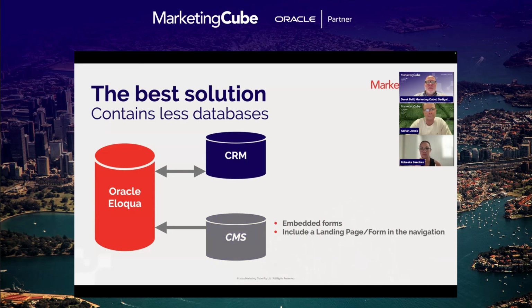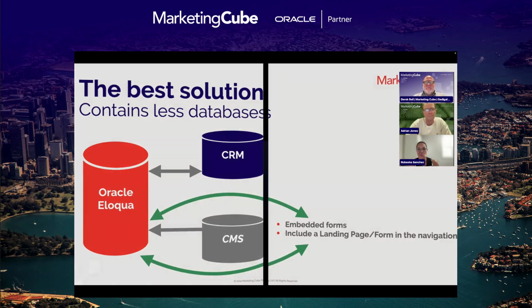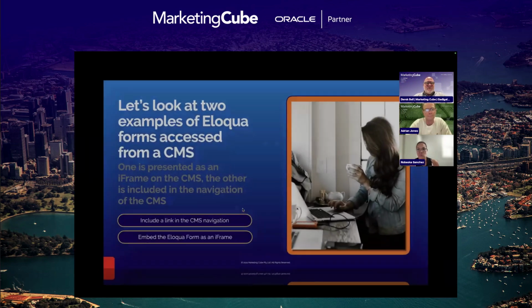And that's why I've grayed that one out, the CMS, because in those examples of embedded forms and also using them in your form navigation, the data really goes from the form directly into Eloqua. It's not really going through the CMS. It's just sitting on top of the CMS, so to speak, but it's not actually going into the CMS. It's going directly into Eloqua, hence the pretty arrows. Okay, let me show you what I mean.